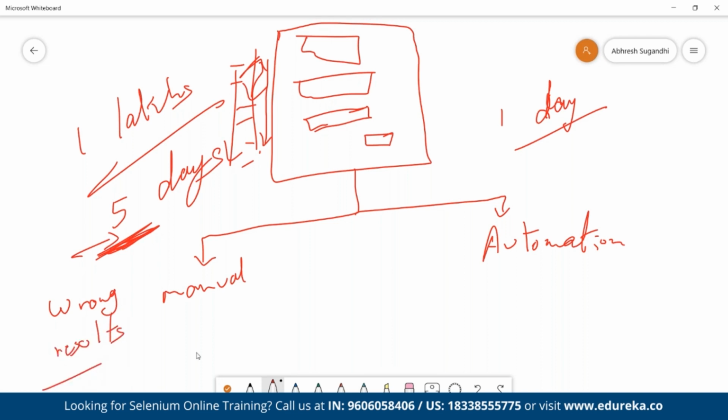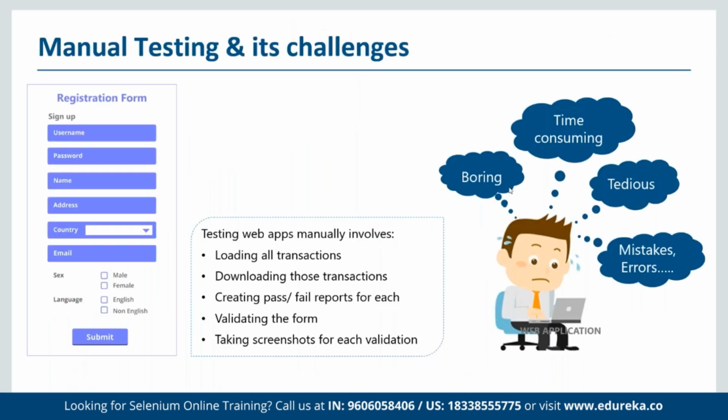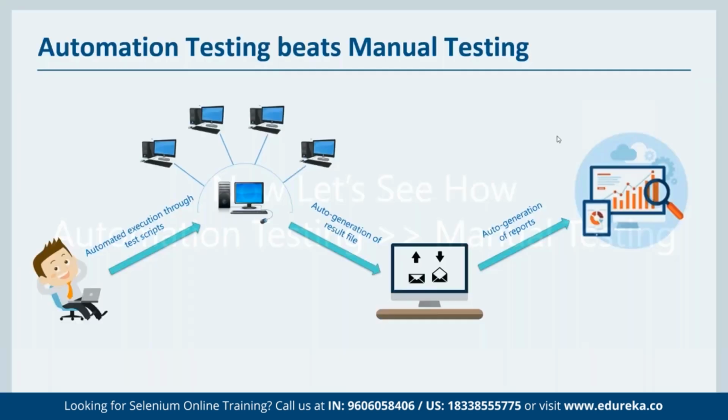Why is this happening? Either because of boringness or tediousness. Correct? So boringness and tediousness lead to mistakes. And since it is going to take up 5 days, why is there a need of doing it through manual transactions? So that's the reason we need to prefer going ahead with automation rather than manual transactions.